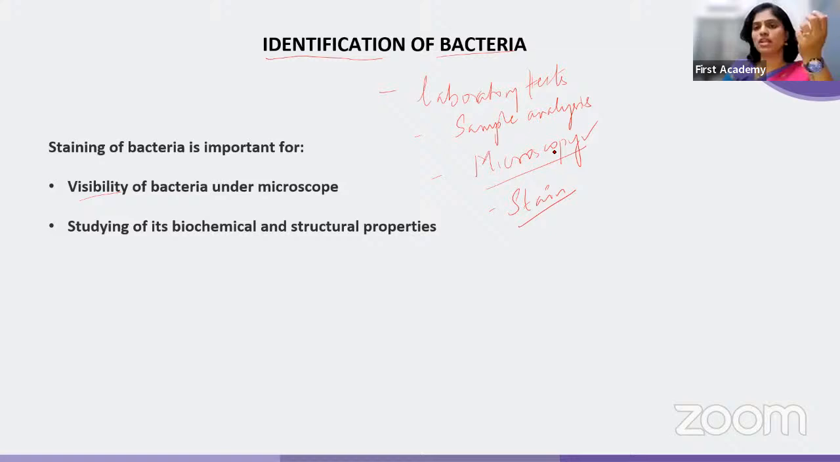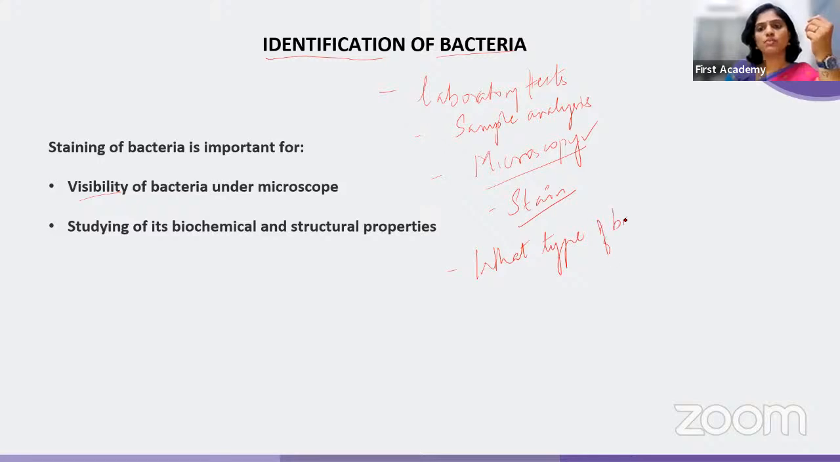So in any routine laboratory test sample analysis also, whether you're taking a blood sample, urine sample, water sample, or stool sample, they first check if the sample is contaminated with any bacteria or not, for which they will have to add this stain. Now, once you get to know that there is a bacterial contamination or an infection in that particular sample, further what we should do is identify what type of bacteria it is.